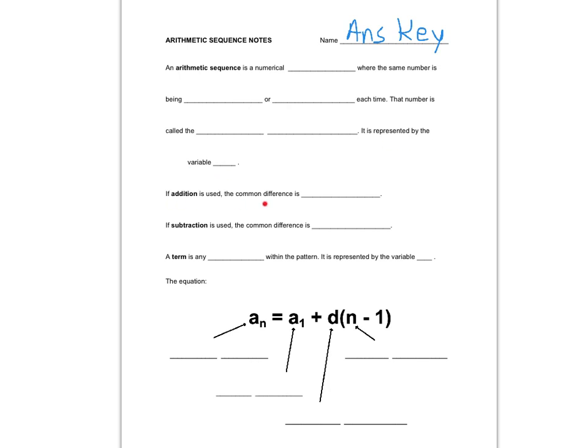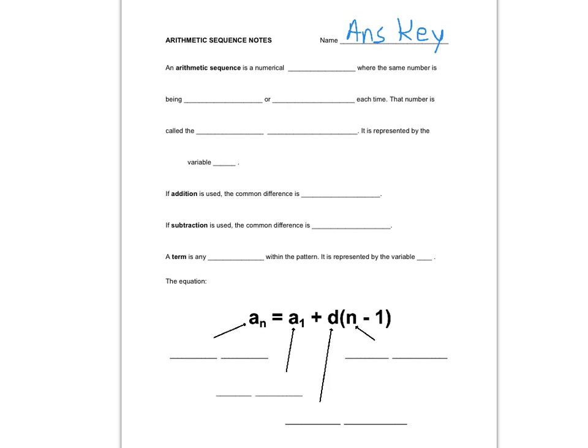If addition is used, the common difference is blank. If subtraction is used, the common difference is blank. A term is any blank within the pattern. It is represented by the variable blank. The equation a sub n equals a sub 1 plus d times the quantity n minus 1. What does the a sub n mean? What do the a sub 1, the d, and the n mean?